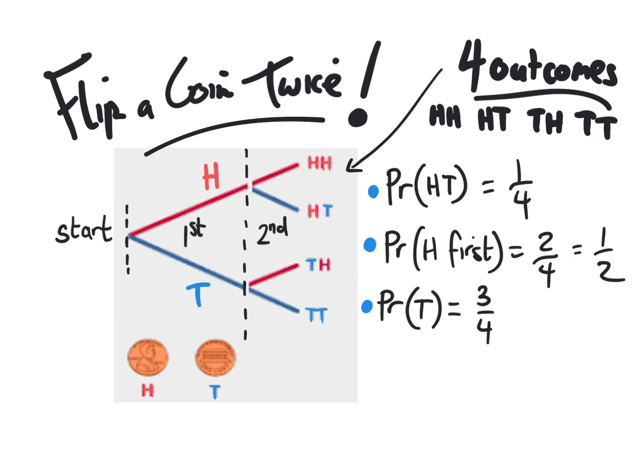What is the probability that I'll flip a tail? Well, I know 3 out of my 4 results have a tail being flipped. So I know that 3/4 of my results, or the likelihood of flipping a tail, is 3/4.